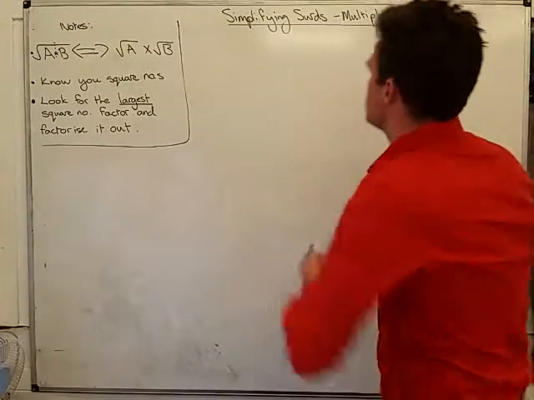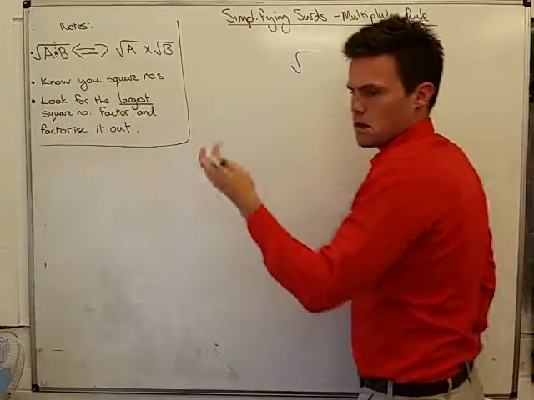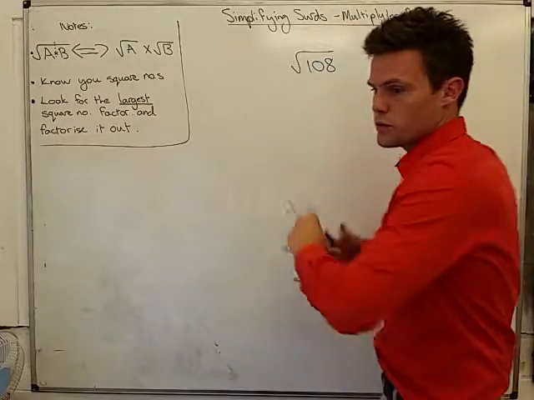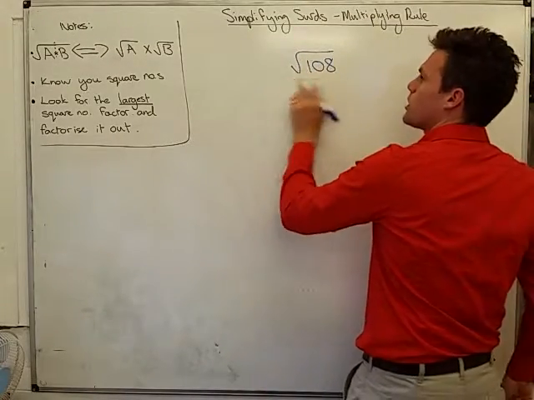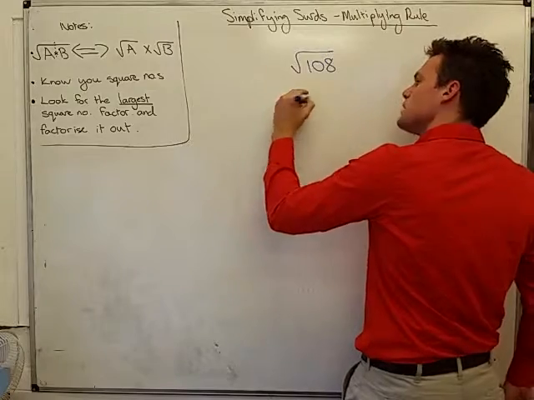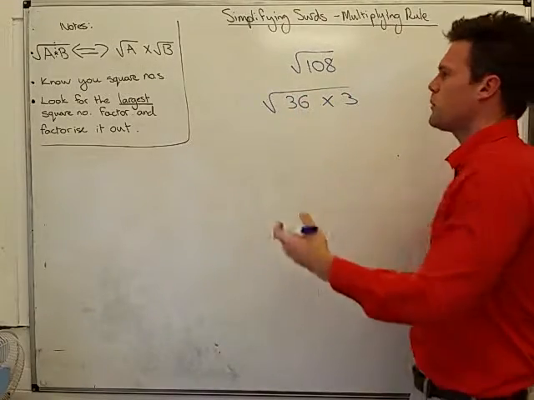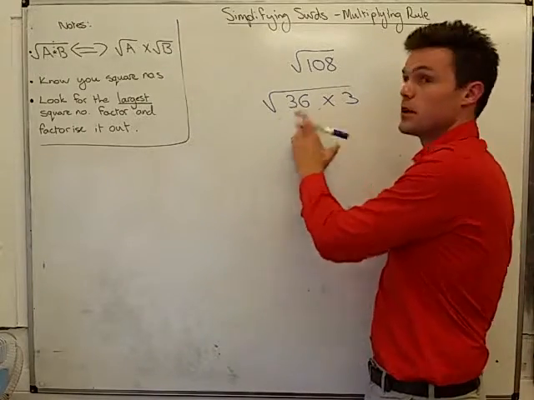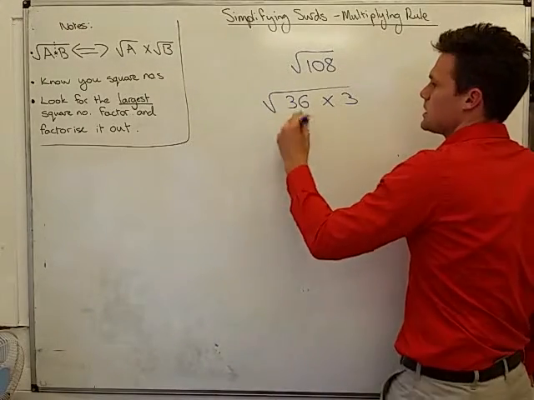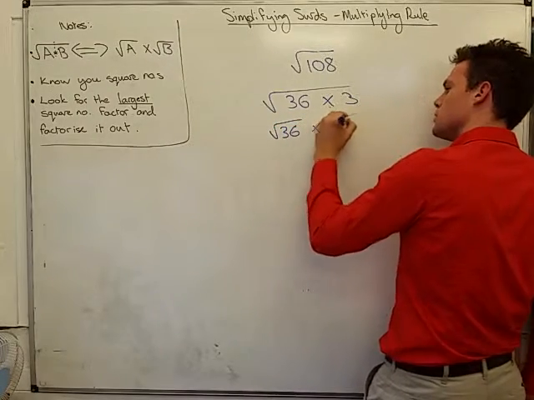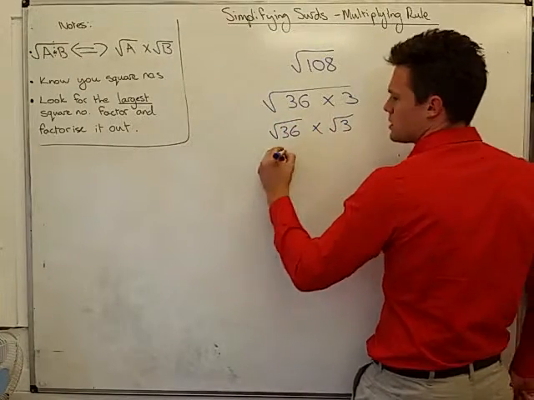Okay, we'll do one more example. Instead of root 200, let's do root 108. I can't square root 108, so I'm going to split that into 36 times 3. It'll take a bit of practice for you to identify your square numbers, the biggest ones, straight away, but keep at it. I can split that into root 36 times root 3, and then I can just say that's 6 root 3.